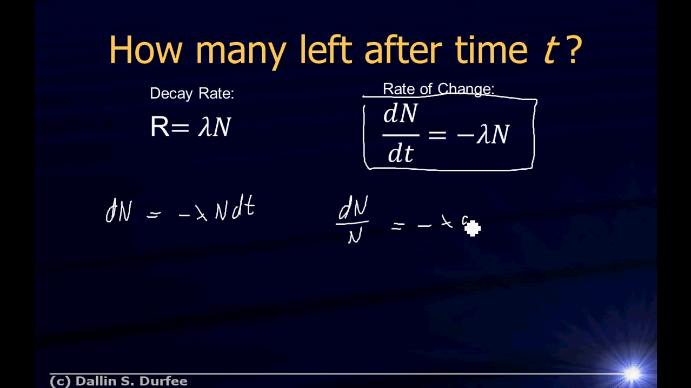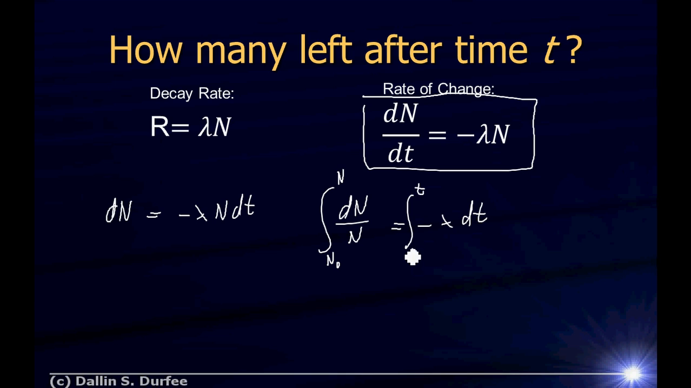And then I just integrate both sides. I'm going to integrate this side from time 0 to some time t. And as I go from time 0 to time t, I'm going to go from having all the nuclei I started with, N naught, up to how many I have left after a time t, right? So corresponding ranges, limits on my integrals.